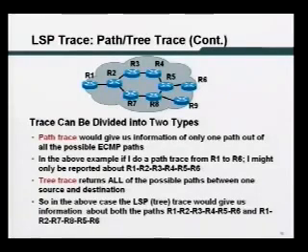Path trace would give me information for only one given path. In this particular example, from R1 to R6, I have two ECMP paths, two equal cost multipaths available. The path trace would give me information for only one path. The tree trace would give me information for all the paths available. Is that clear?